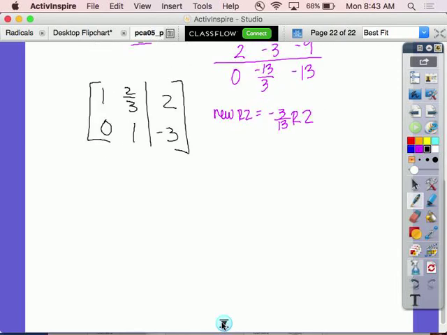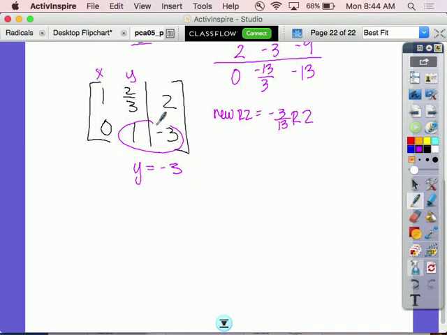I can say, all right, this is my x column. This is my y column. So if I look at the last line, I can see that 0x, which I don't write, it's just 0, plus 1y equals negative 3. This right here tells me that y equals negative 3.